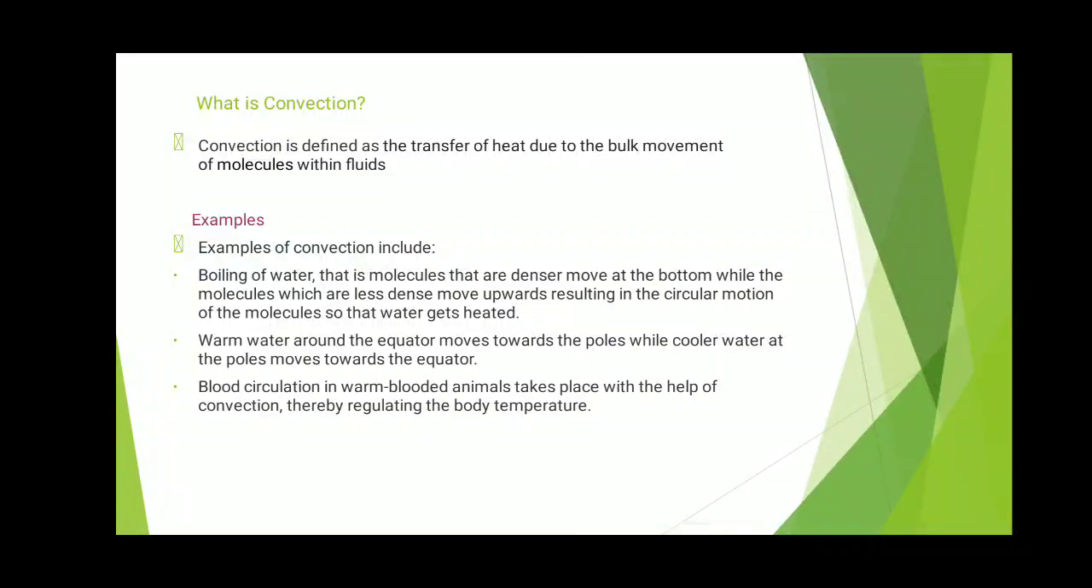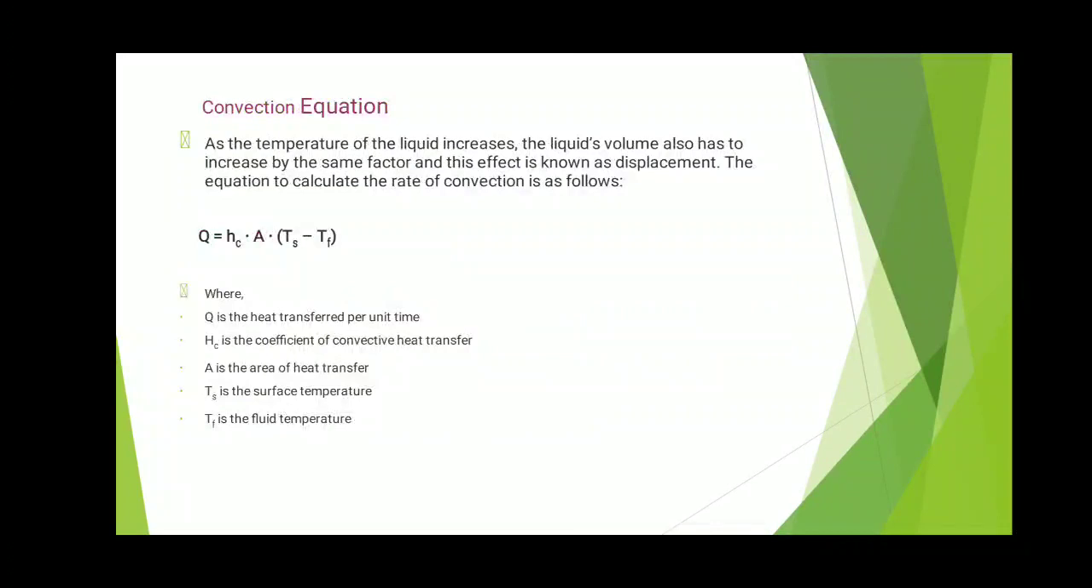Now, let's see the convection equation. The rate of convection can be calculated by the formula Q = Hc × A × (Ts − Tf), where Q is the heat transfer per unit time, Hc is the coefficient of convection heat transfer, A is the area of heat transfer, Ts is the surface temperature, and Tf is the fluid temperature.